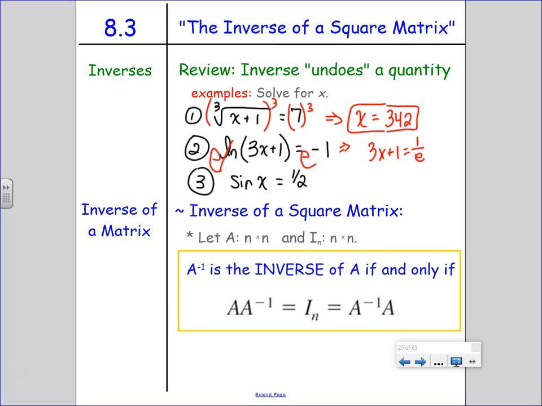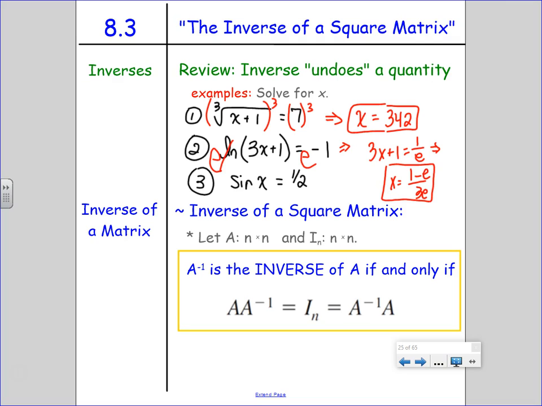Long story short, at the end of the day, subtract 1 and divide by 3, I end up with 0.211. 1 minus e all over 3. So if I subtract 1, make a common denominator, it would be 1 minus e over e, and then I divide by 3, so it would be over 3e. Close enough.